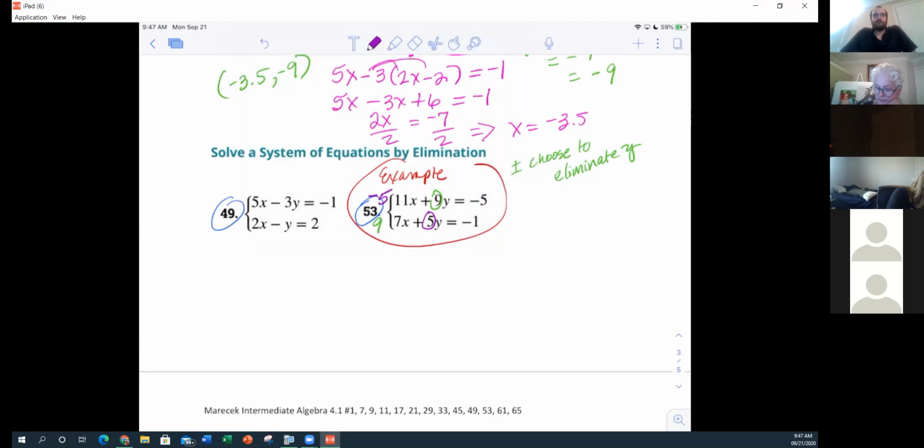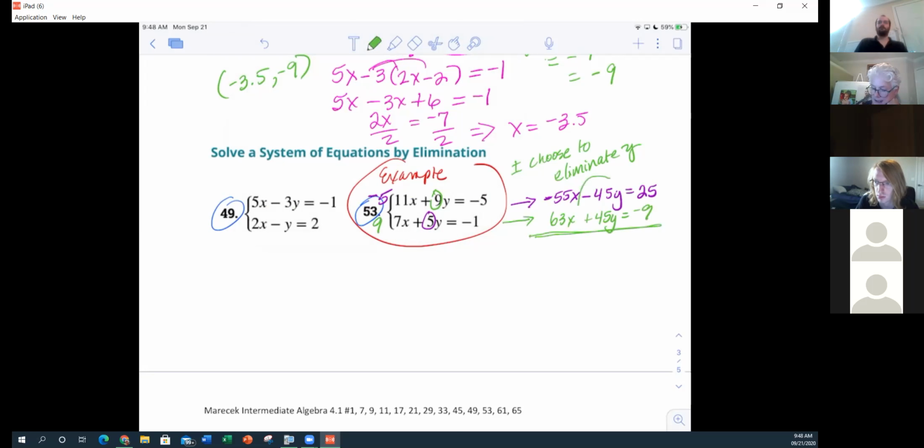And I'm going to multiply that -5 through every single piece of this first equation. And that's going to give me -55x minus 45y equals 25. And then I'm going to multiply everything in the second equation by the 9. And that's going to give me 63x plus 45y equals -9.